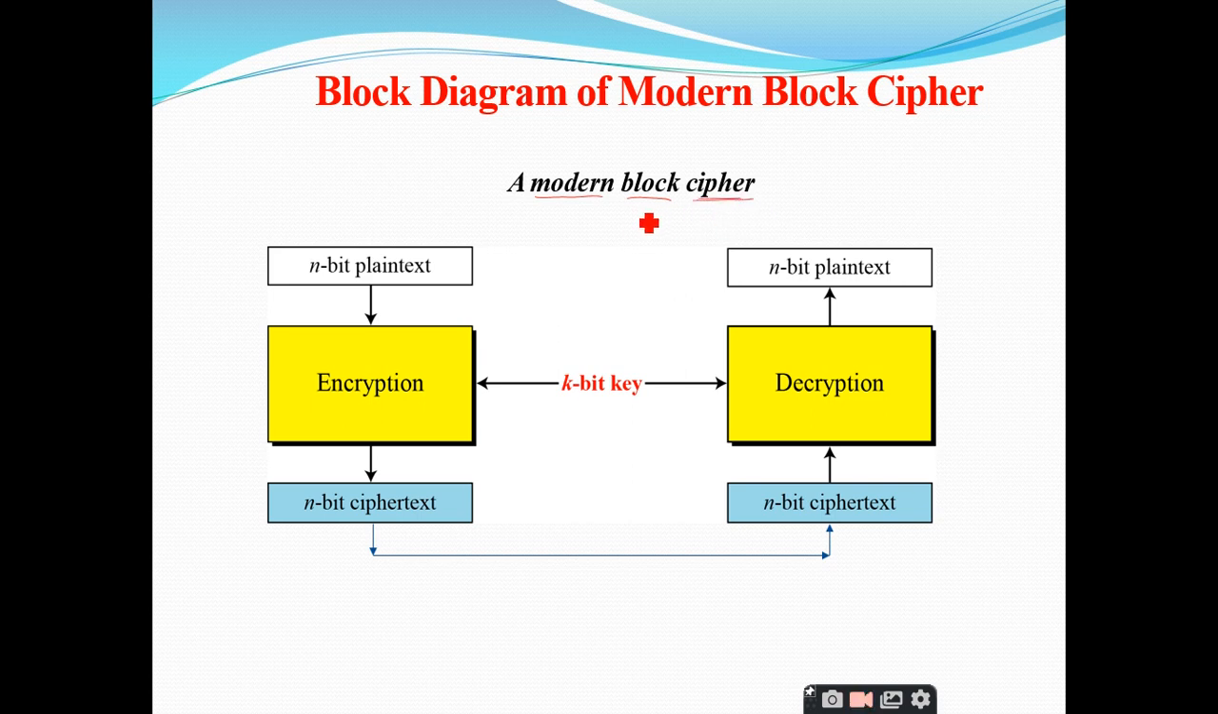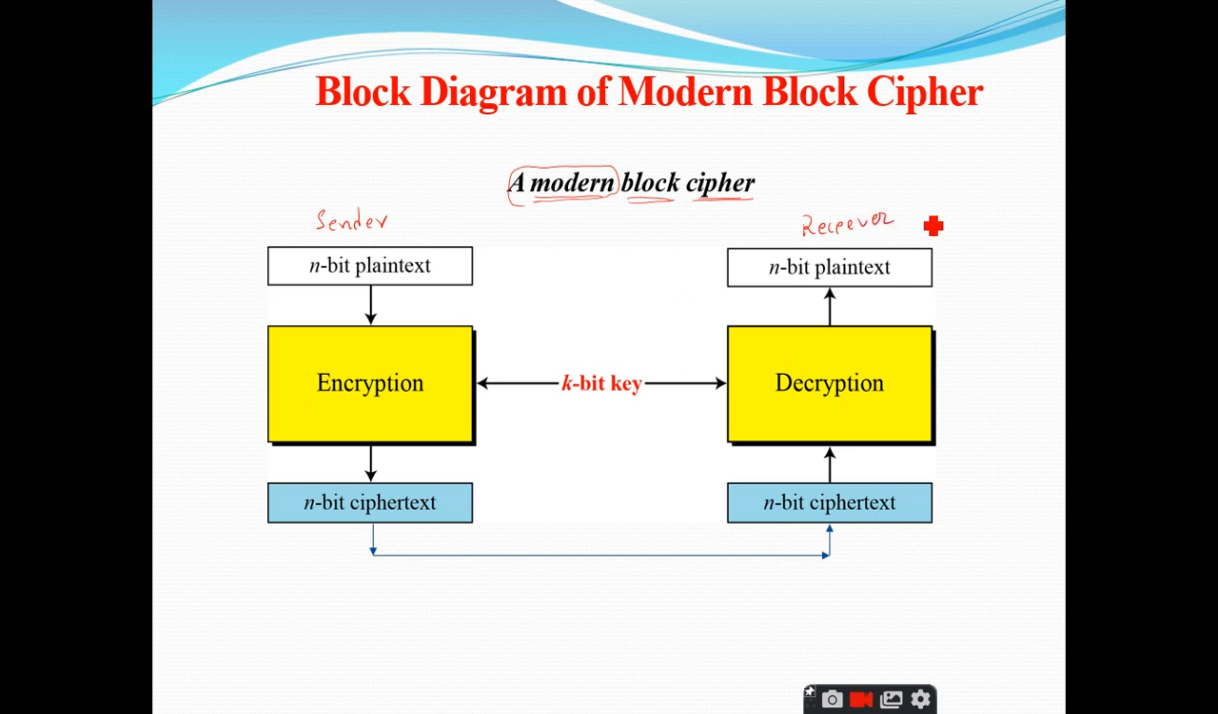I know what this cipher is. I know what this block is, a combination of bits. This technique is not old, it is a new technique. That is the reason why they have given the name modern block cipher, right? So this is from the sender side and this is from the receiver side.